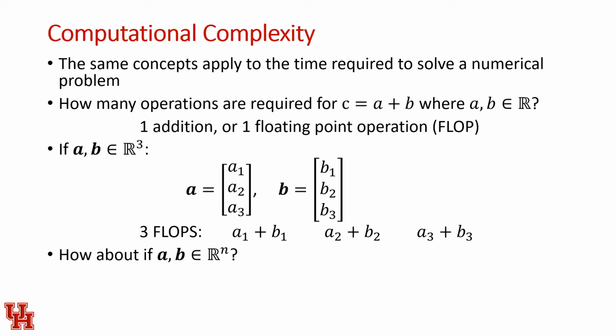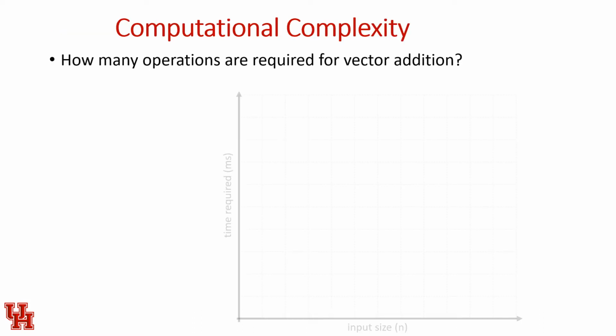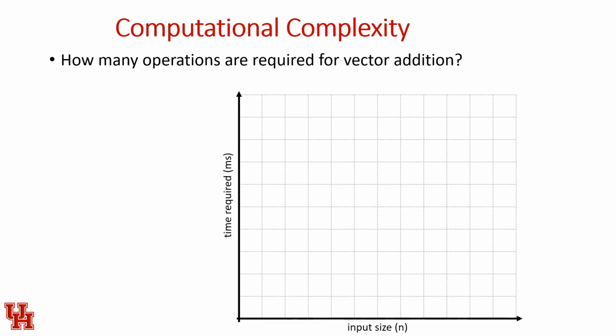Now, what if a and b were vectors of length n? In this case, the addition would require n flops. Now, we may not know the unit of time associated with each flop, since that depends on how fast our system is, but we know the time required will be proportional to n. Now, if we know the time required for a floating point operation, we can plot the amount of time to perform the addition for any vector length.